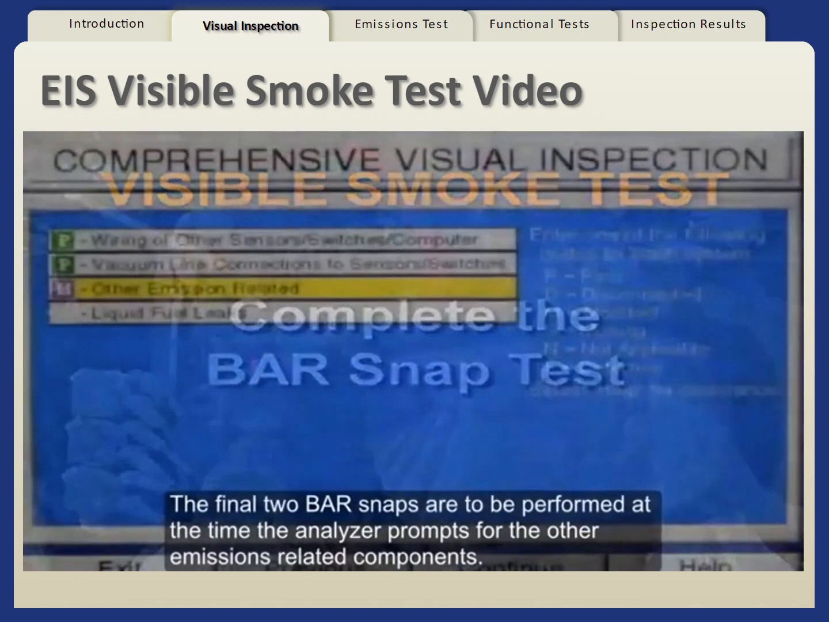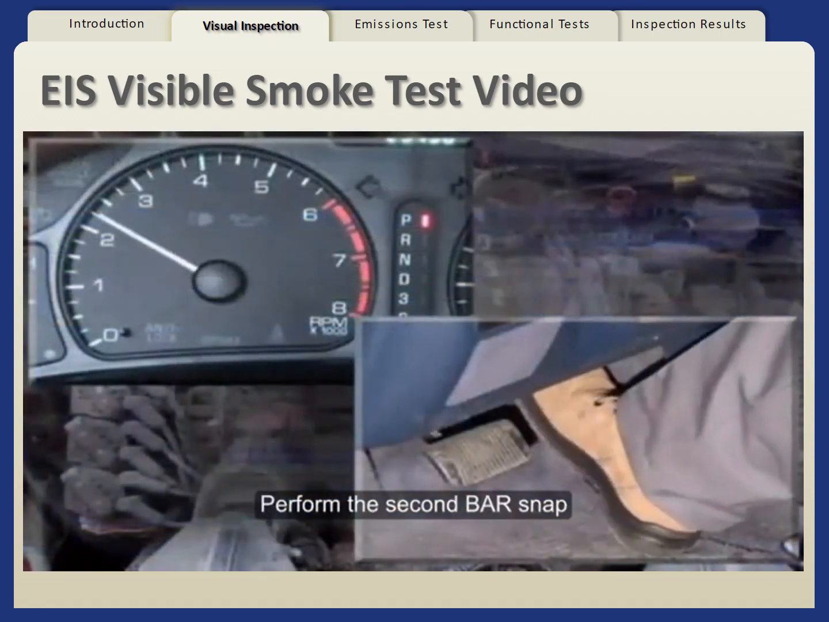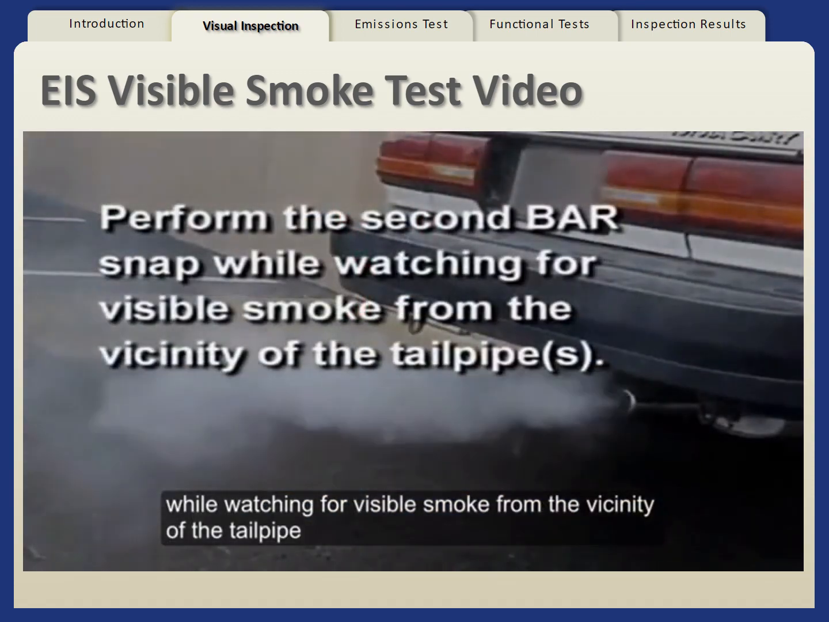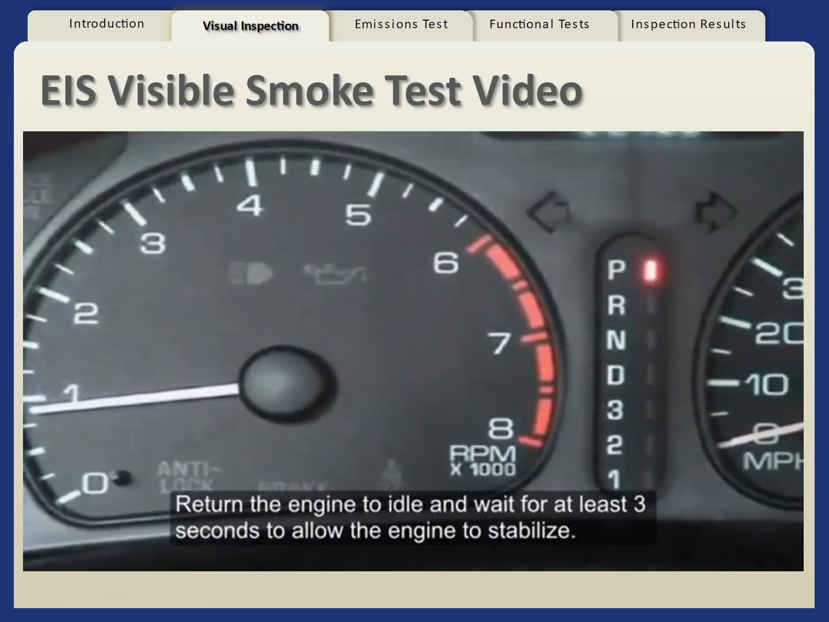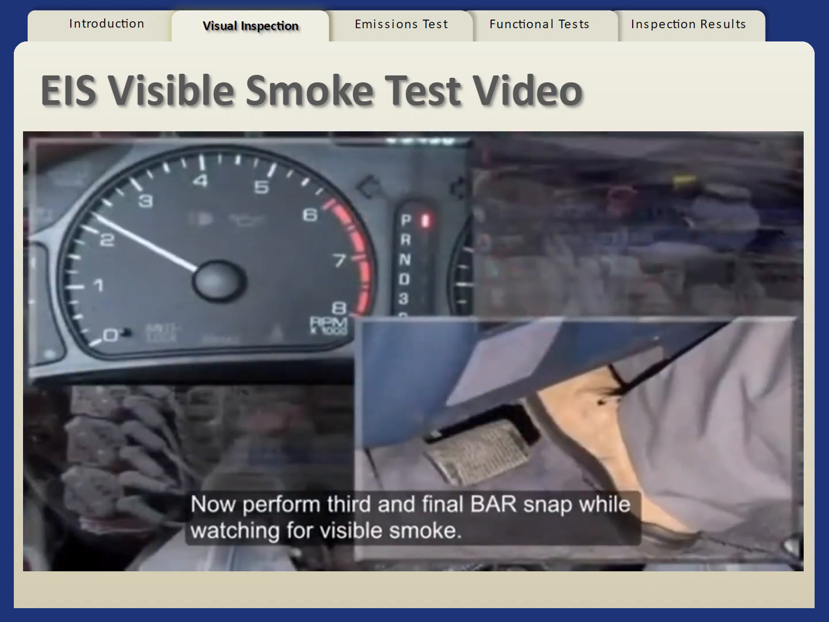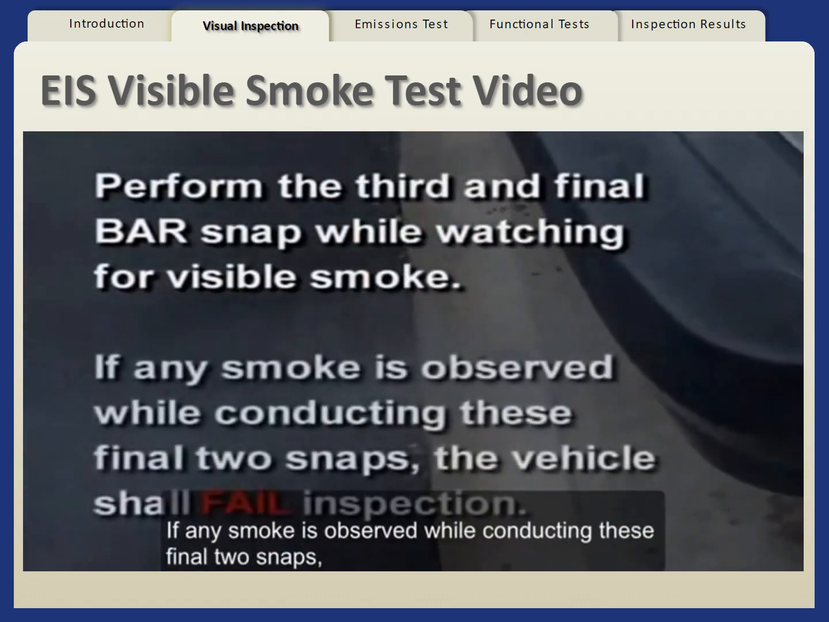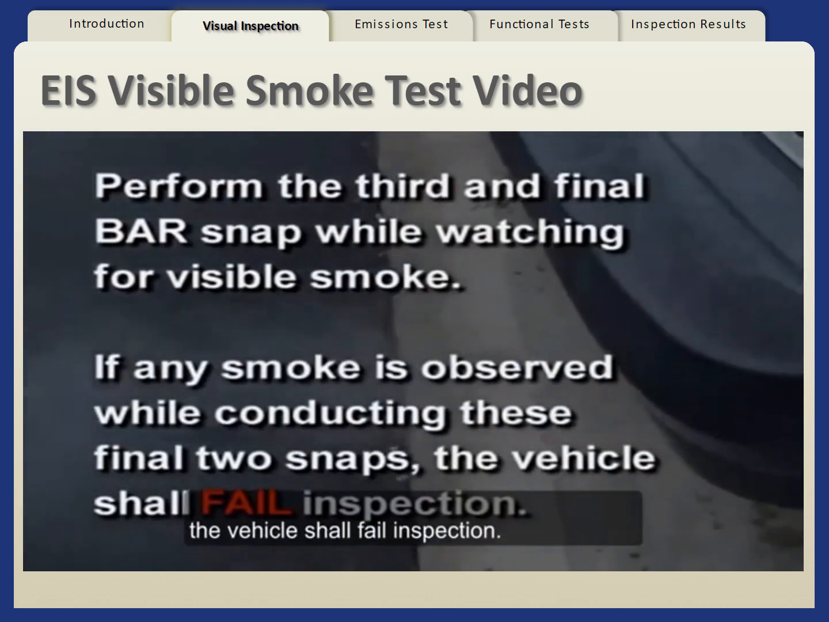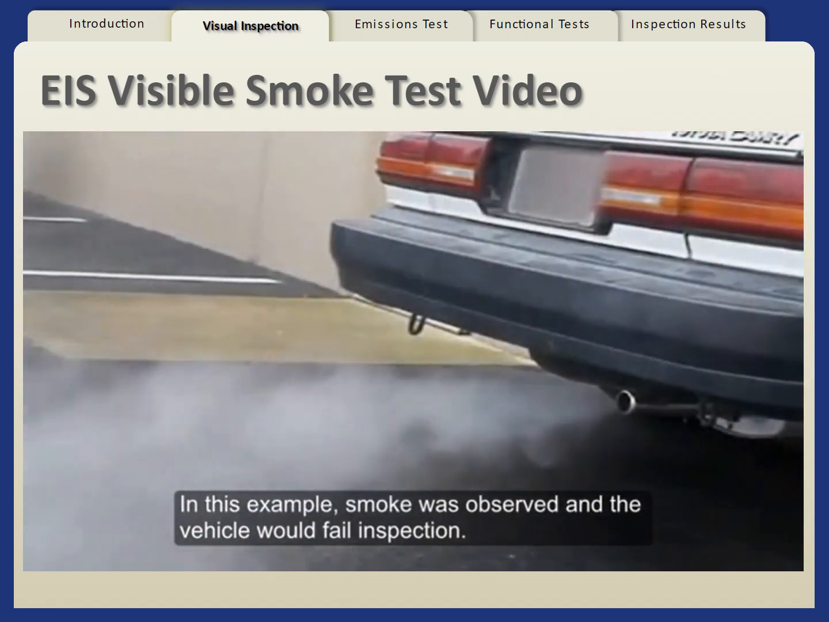The final 2 bar snaps are to be performed at the time the analyzer prompts for the other emission-related components. Perform the second bar snap while watching for visible smoke from the vicinity of the tailpipe. Return the engine to idle and wait for at least 3 seconds to allow the engine to stabilize. Now perform the third and final bar snap while watching for visible smoke. If any smoke is observed while conducting these final 2 snaps, the vehicle shall fail inspection. In this example, smoke was observed and the vehicle would fail inspection.